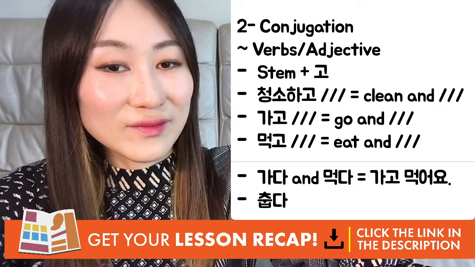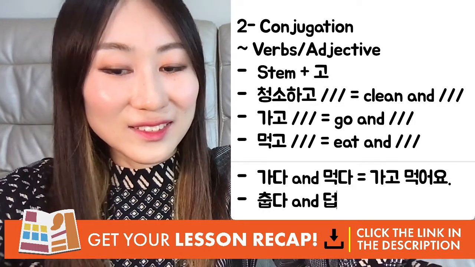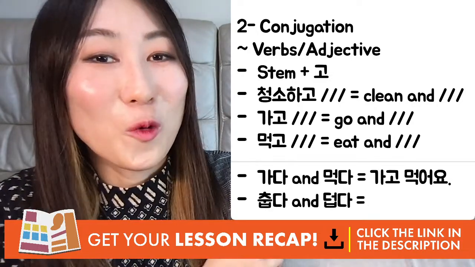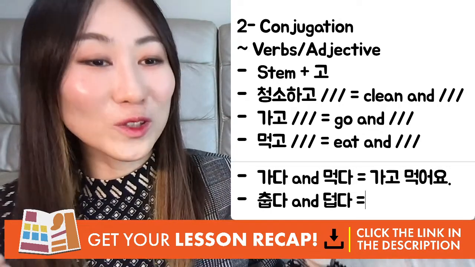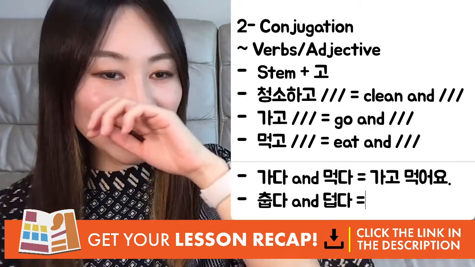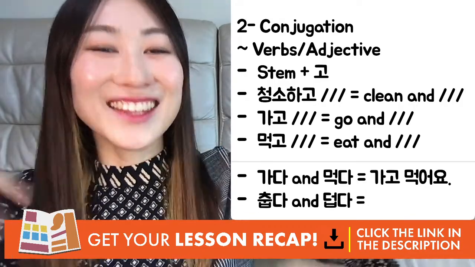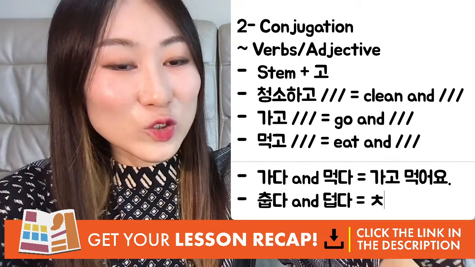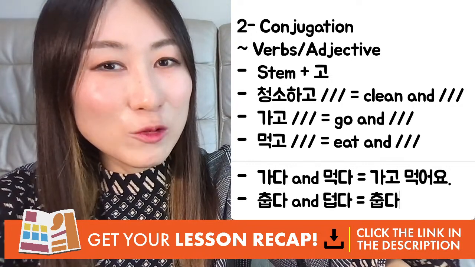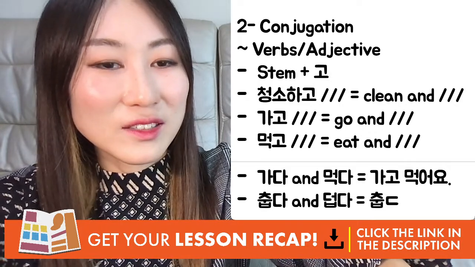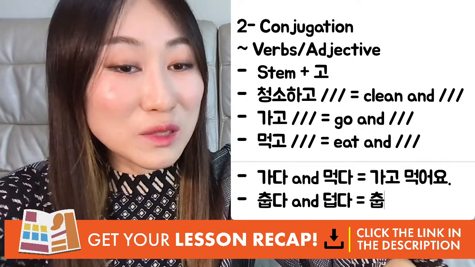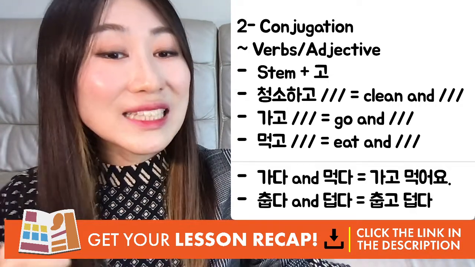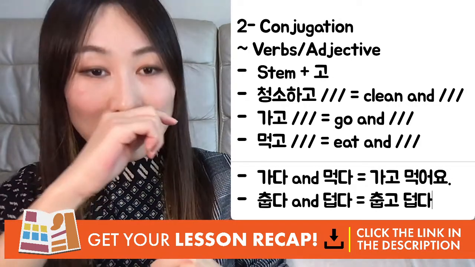춥다 and 덥다. Do you know what 춥다 is? 춥다 means cold. You feel cold. And 덥다 is the opposite. It's hot. 춥다 and 덥다. So how can you conjugate it? 춥다 ended with 다 again. Let me remove 다 and put 고, which means and. 춥고 덥다. It's cold and hot.